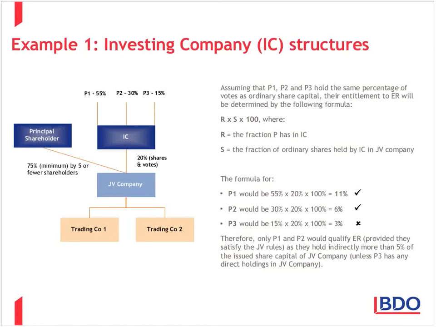We multiply her 55% holding in the investing company by the investing company's 20% holding in the JV company, and then multiply this by 100. This means that P1 has an 11% indirect holding in the JV company, and therefore P1 gets through the ER gateway. We would then consider the JV rules and whether the JV company is a holding company of a trading group. Assuming both of these conditions are satisfied, the investing company will be a trading company for P1.